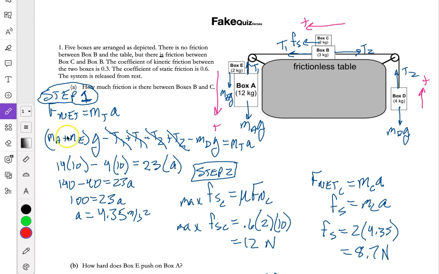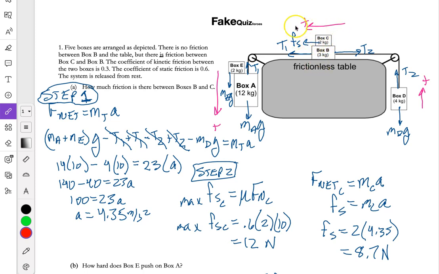I go ahead and I added the 12 plus 2 and got 14, took that times gravity, and then subtracted the mass of D, which is 4, times gravity, which is 10, and then that's equal to the total mass of this whole thing, including box C, and that's 23 kilograms times A. Go ahead, do the math, and you'll find out that the system accelerates at a rate of 4.35 meters per second squared.